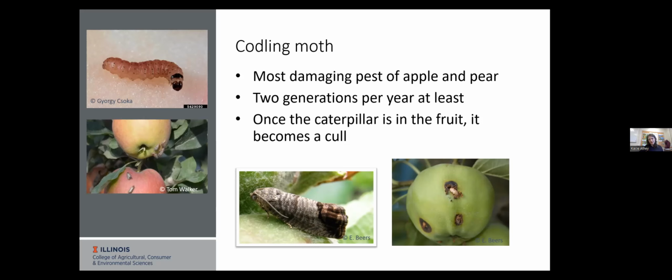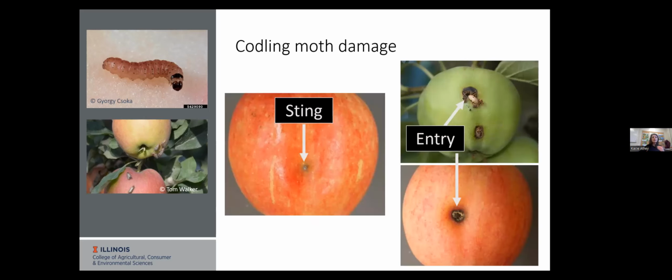And the reason this is such a problem is because once that caterpillar gets inside the fruit, it is a cull. It's done. There's no way to control it once it gets inside. So it's kind of a hard pest to deal with. And when people mention the worm in the apple, this is what they're talking about. You can see the pictures of the damage here on the fruit.